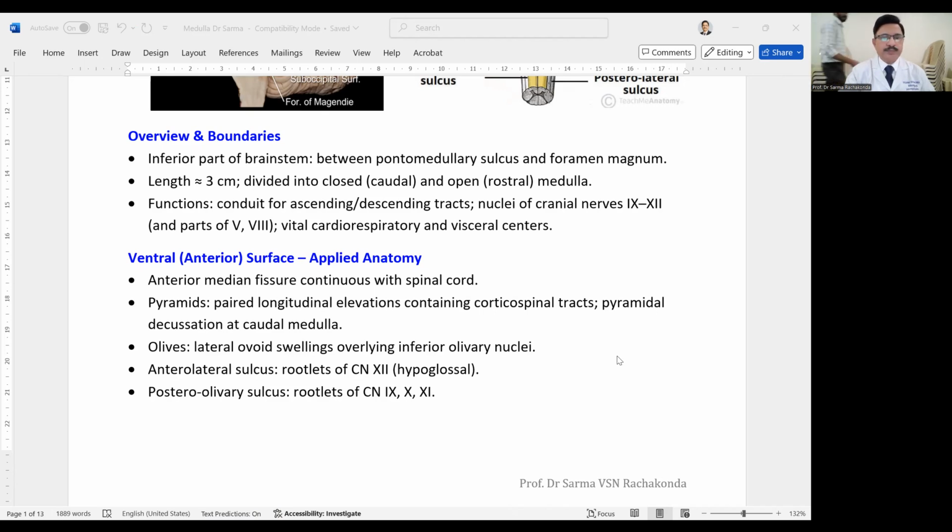Now, anterolateral sulcus. I told you earlier, there is an anterolateral sulcus on both sides, through which the 12th nerve, the hypoglossal nerve, comes out. The posterior olivary sulcus is there. Near the posterior olivary sulcus, cranial nerves 9, 10, and 11 emerge. At the anterolateral sulcus will be the emergence of the hypoglossal nerve, or the 12th nerve.